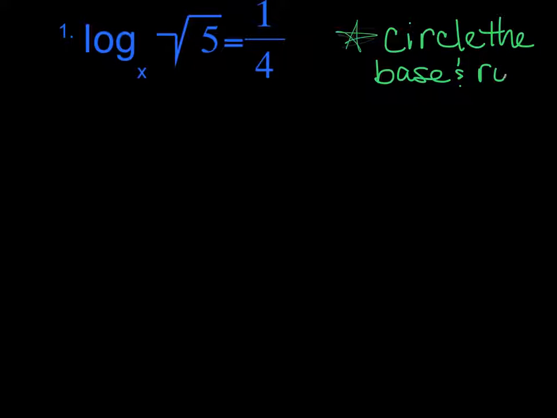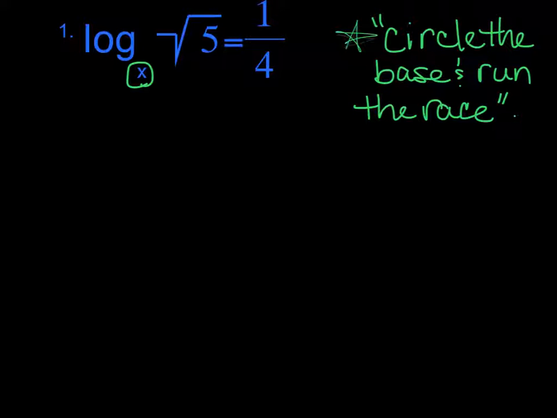and run the race. Now, my suggestion to you is you have your notes. You should be open to this page with question number 1 there, and I would definitely put this at the top of the page: circle the base and run the race. Okay, so in this case, your base is that subscript x. Now, when we run a race, we have to cross the finish line, right? So we look at the equal sign right here as our finish line. So we have to cross over that.